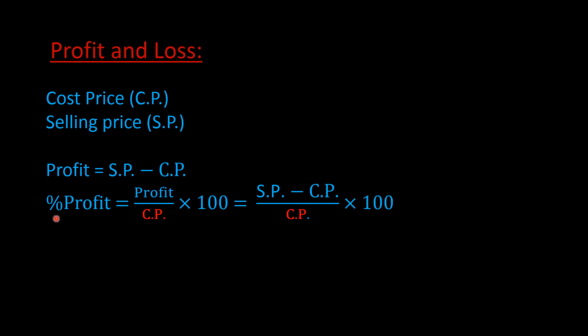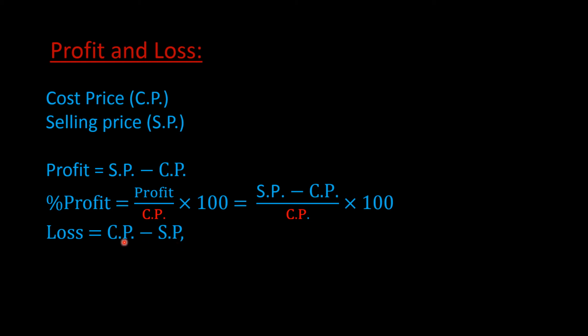In the video of percentages, we have seen that percentage quantity is always calculated on the base value. In this case, cost price is the base value, hence CP has been used here. Moreover, profit is selling price minus cost price. Loss equals cost price minus selling price.